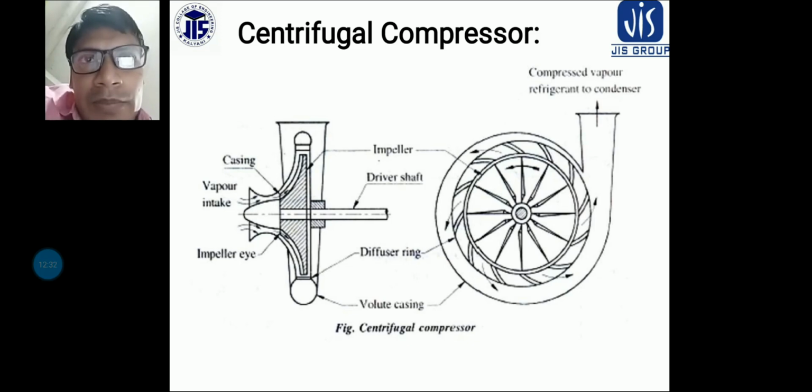The next point is that the pressure increase per stage is less as compared to the reciprocating compressor. The next disadvantage is that it is practicable only above 50 ton capacity load, not below, and it requires a refrigerant which has a high specific volume.